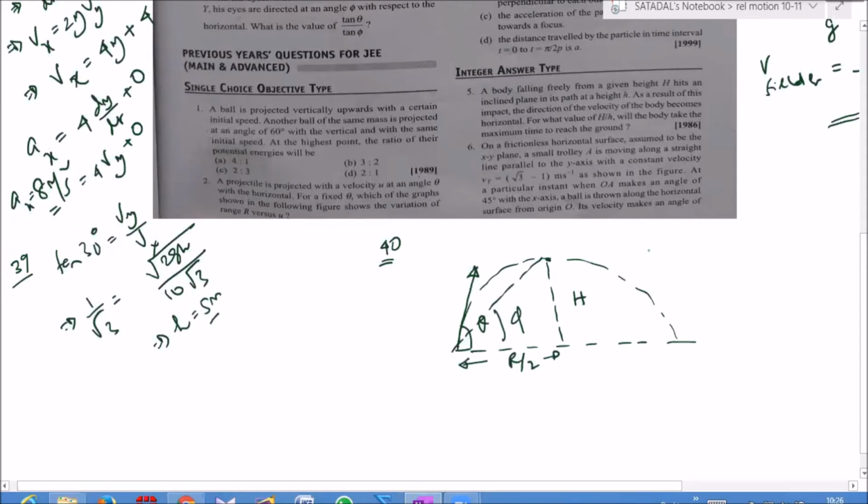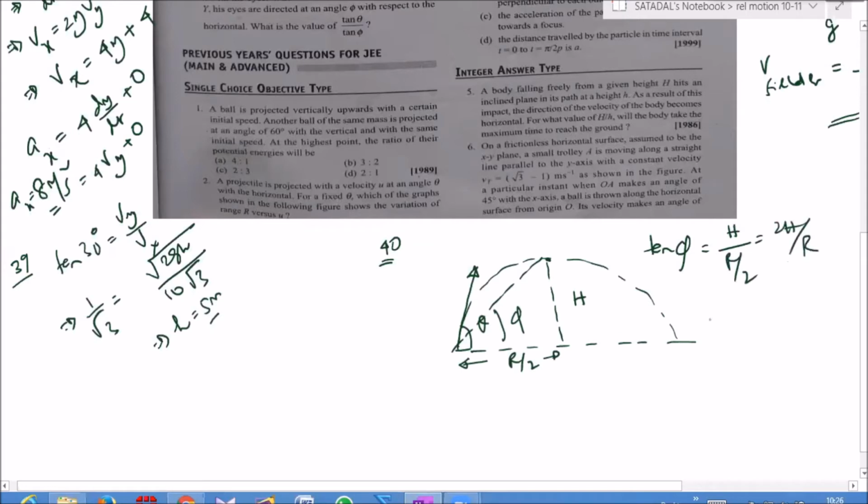40 is also very simple. What we need to do? Just the simple idea of projectile. A particle is projected with an angle theta. This is the highest point. If I connect this point, this is angle phi, this is h, and this distance is r by 2. So now we can write tan phi is equal to h divided by r by 2.